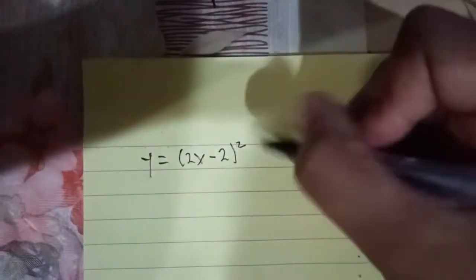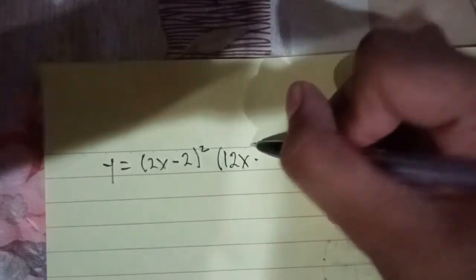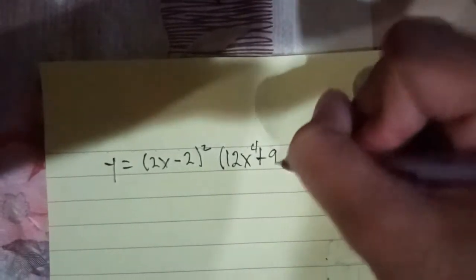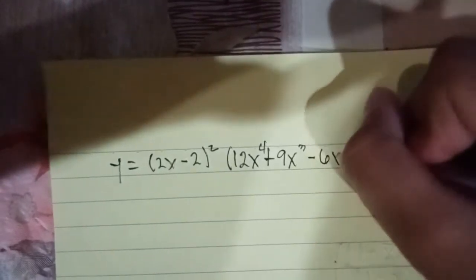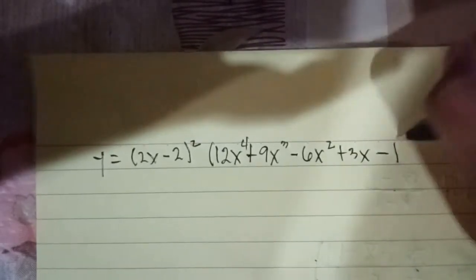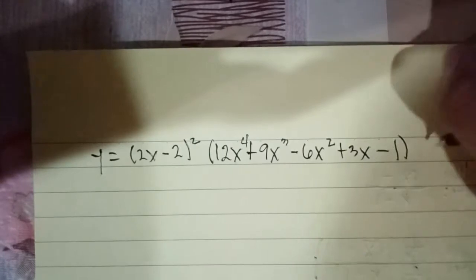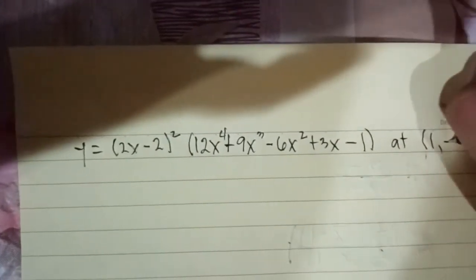So our last topic is about derivatives. Given the equation y is equal to (2x minus 2) raised to the power of 2 times (12x raised to the power of 4 plus 9x raised to the power of 3 minus 6x raised to the power of 2 plus 3x minus 1) at the slope 1, negative 1.